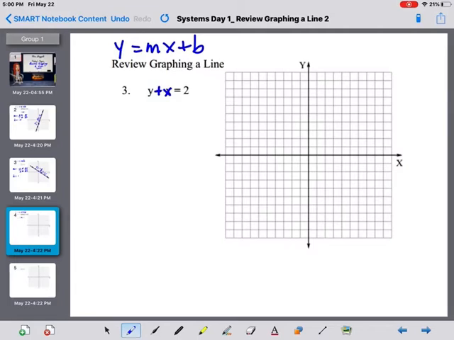I want to use inverse operations, just like I always do to solve equations. So I want to subtract x on both sides. So that will leave me the y by itself, because the positive x and the negative x cancel out.